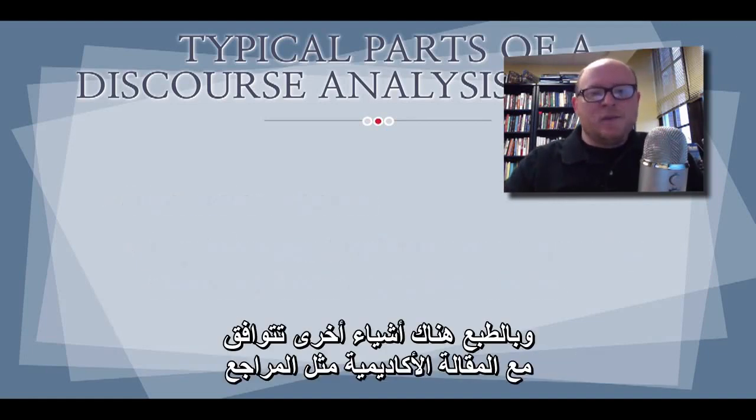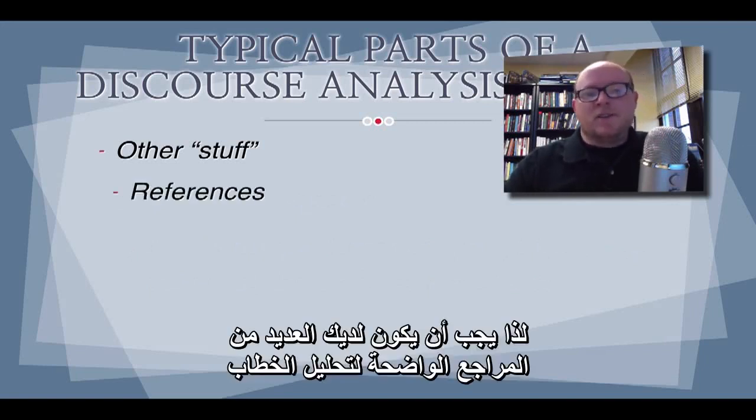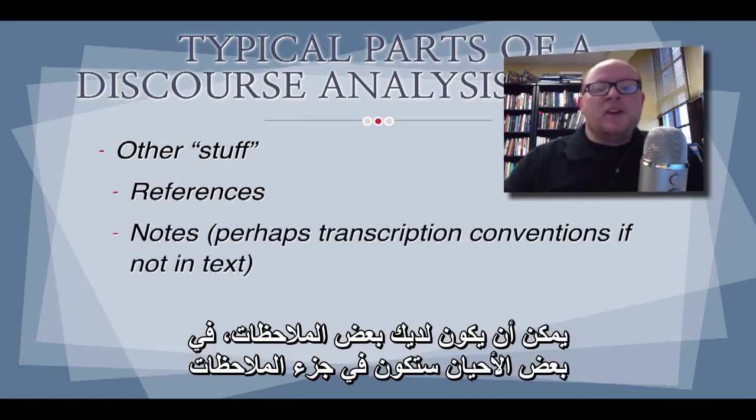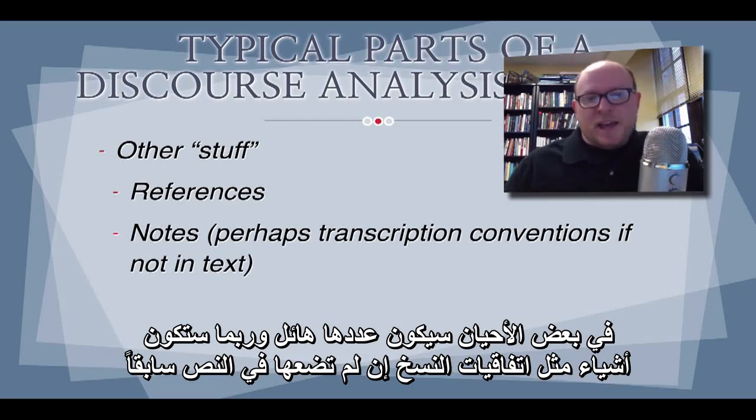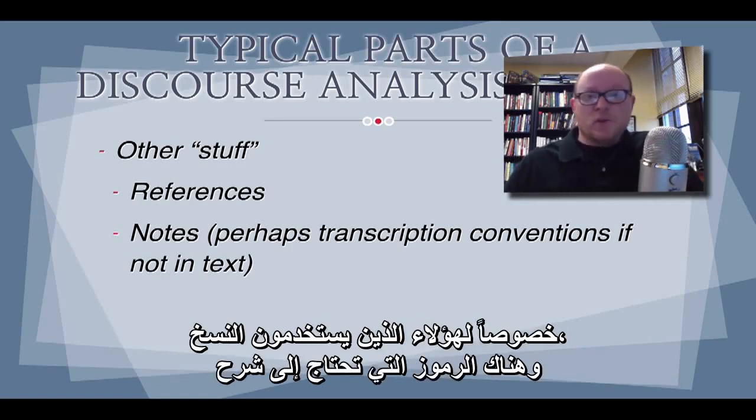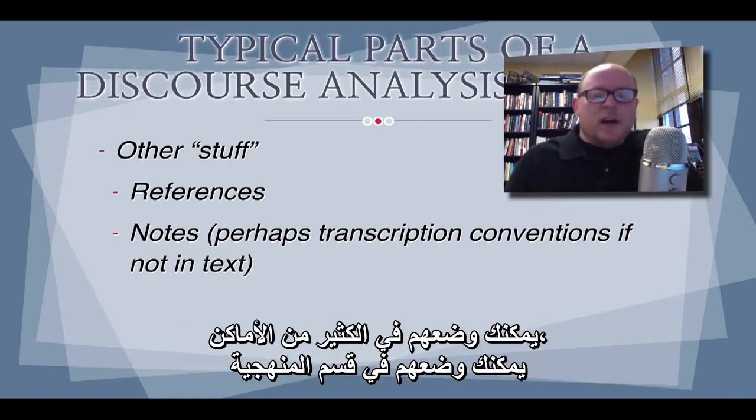And then, of course, there's the other stuff that goes along with an academic article, things like references. So you'd want to have, obviously, references to lots of discourse analysis. You might have notes. Oftentimes it'll be in notes, so you'll have the superscript numbers within the text. Perhaps it'll be things like transcription conventions if you haven't put them in the text already. So particularly for those of you who are using transcription and you've got symbols that need to be explained, you can put those in a lot of places.